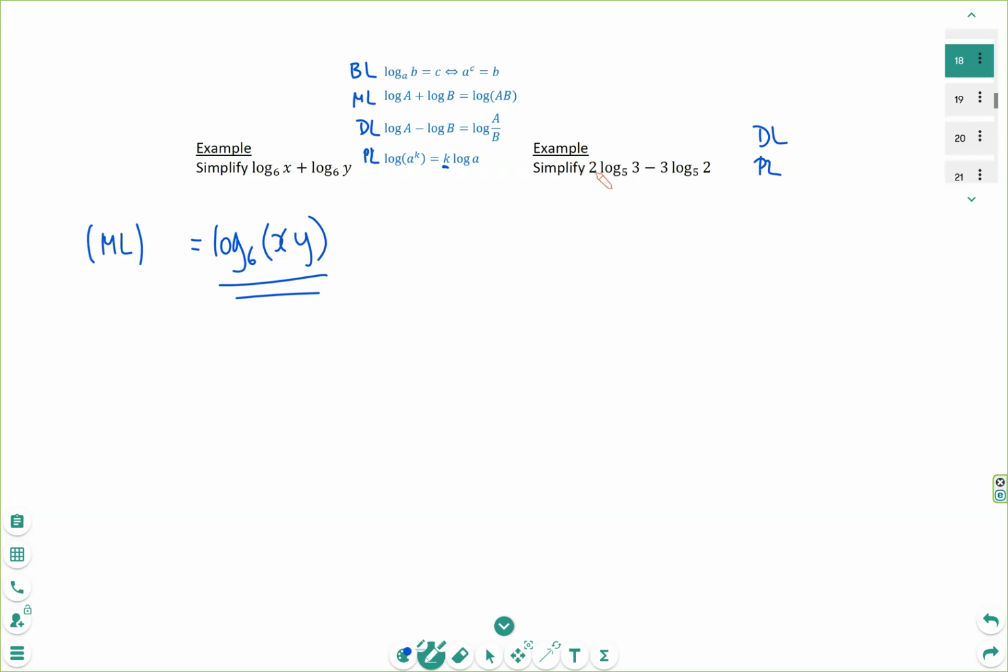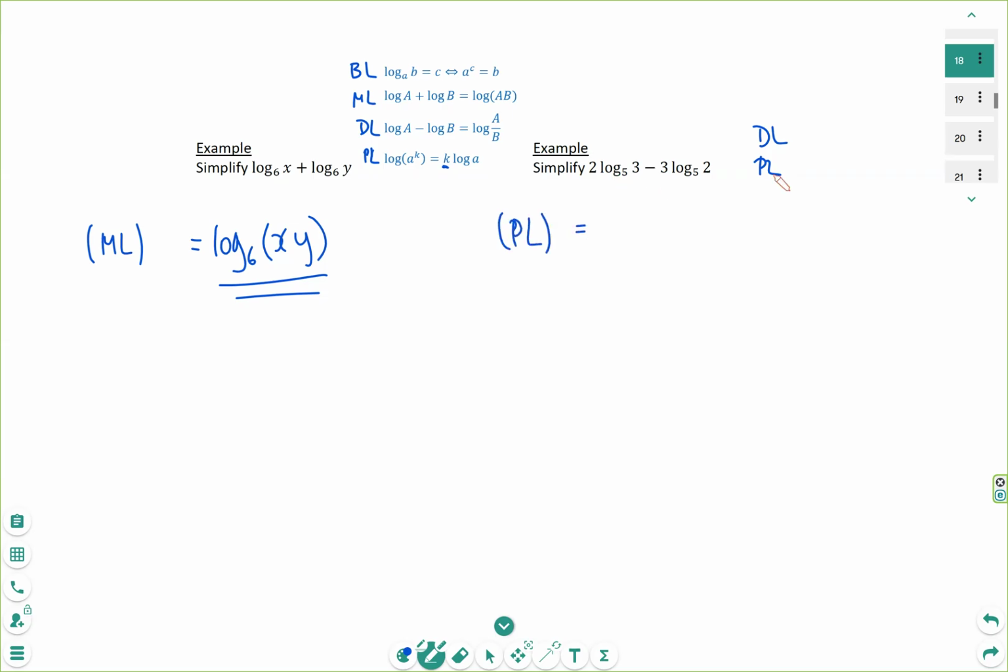So what I need to do is first use the power law to get rid of the 2 in the front. I call it cleansing the log. Cleaning the log means you have nothing in the front. Pun intended, clean the log. So to get rid of the 2, you can use the power law. So first we use the power law.